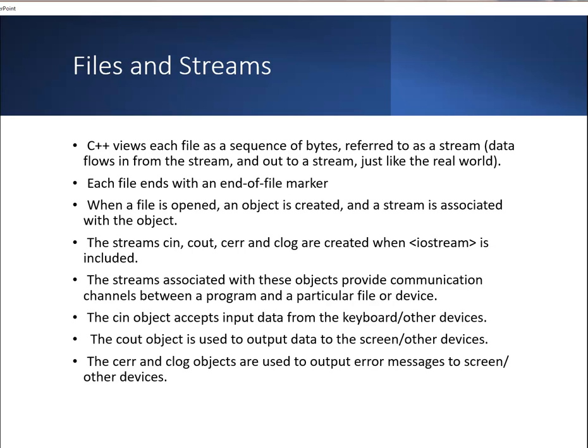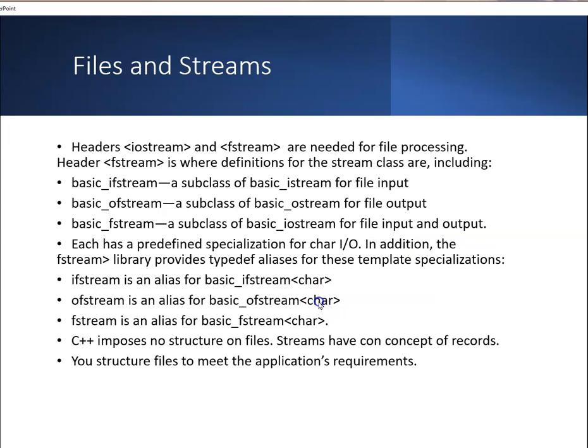The streams cin, cout, cerr, and clog are created when iostream is included. There are special cases of streams. The streams associated with these objects provide communication channels between a program and a particular device. cin, for example, accepts input from the keyboard or other devices. cout is used to output the data to the screen or other devices. cerr and clog are objects used to output error messages to the screen and other devices.